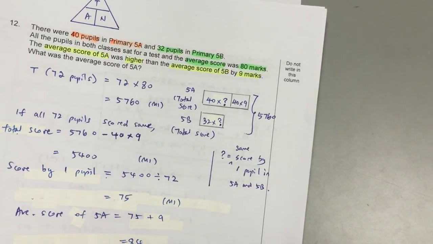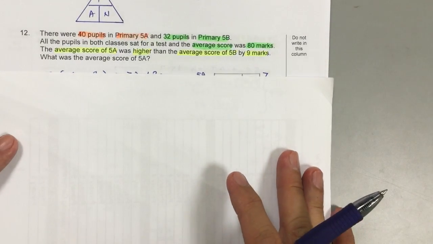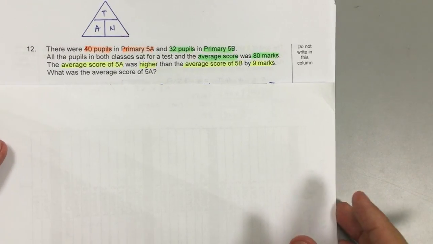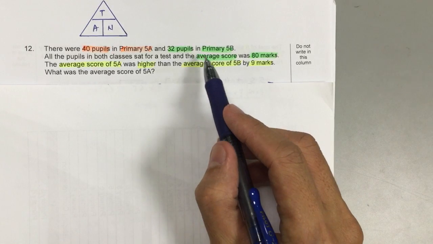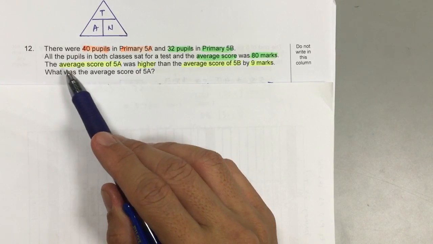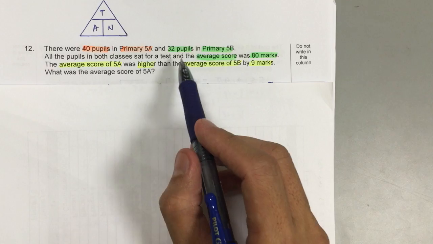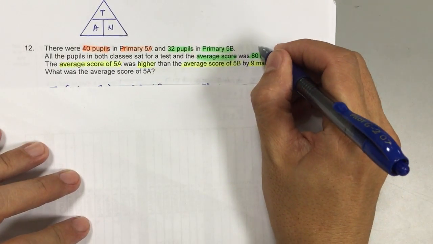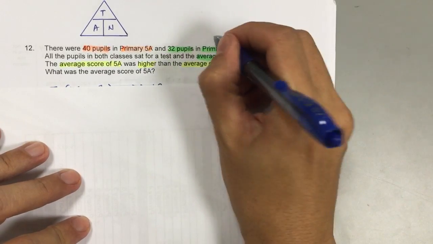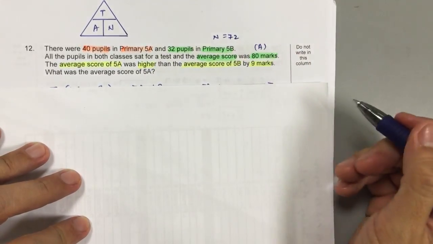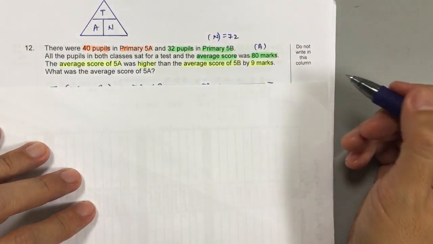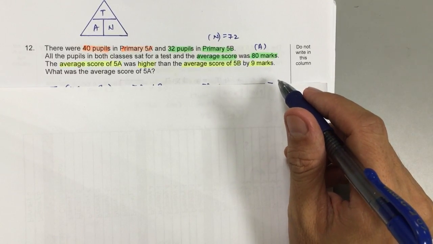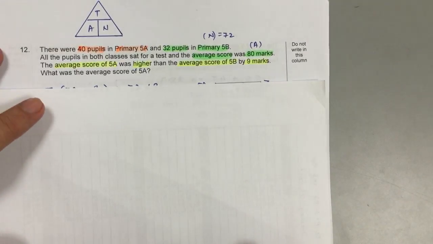Question 12. This question a bit complicated. Okay, there were 40 pupils in primary 5A and 32 pupils in primary 5B. All the pupils in both classes sat for a test and the average score was 80 marks. Total number is 72. The average score of 5A was higher than average score of 5B by 9 marks. What was the average score of the 5A?